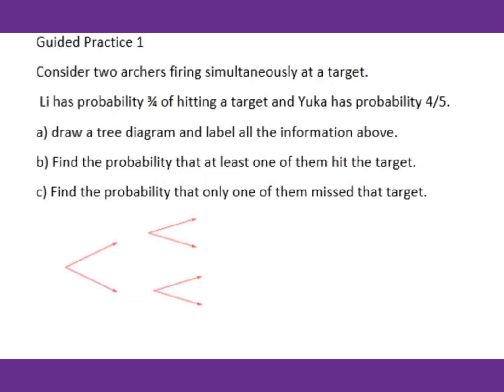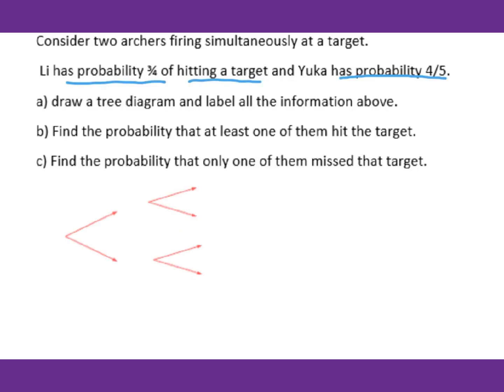Let's go to guided practice 1. Consider 2 archers firing simultaneously at a target. Lee has a probability 3/4 of hitting a target, and Yuka has a probability 4/5 of hitting a target. How to draw the tree diagram?